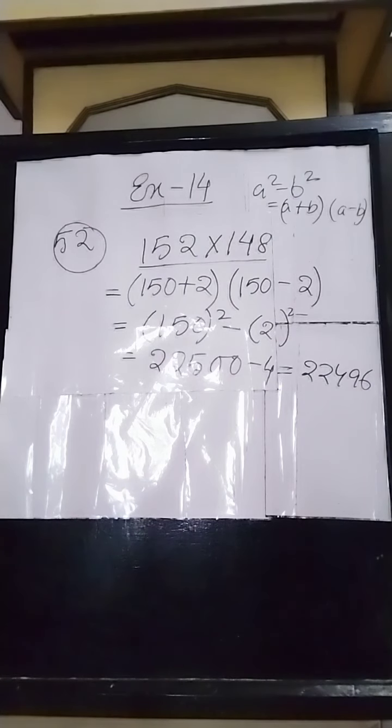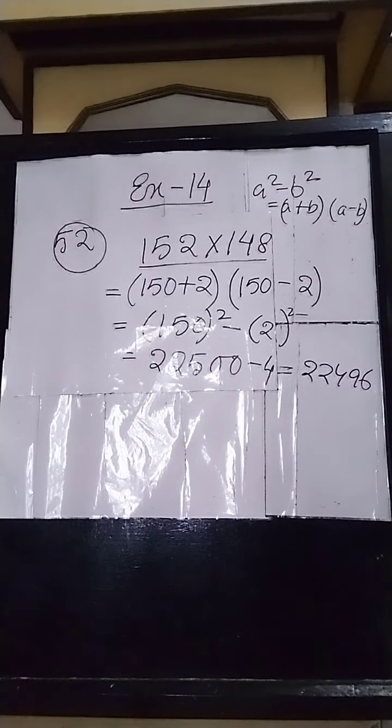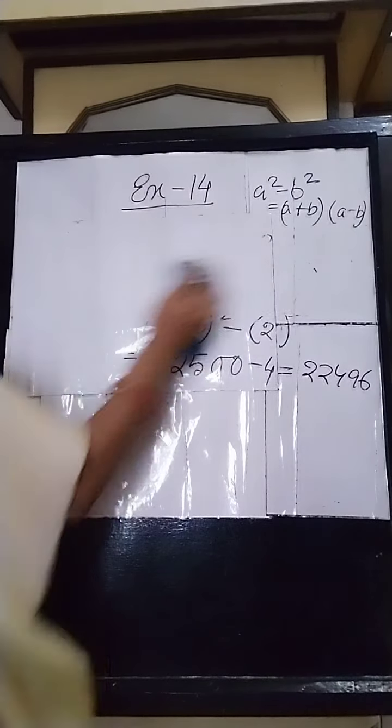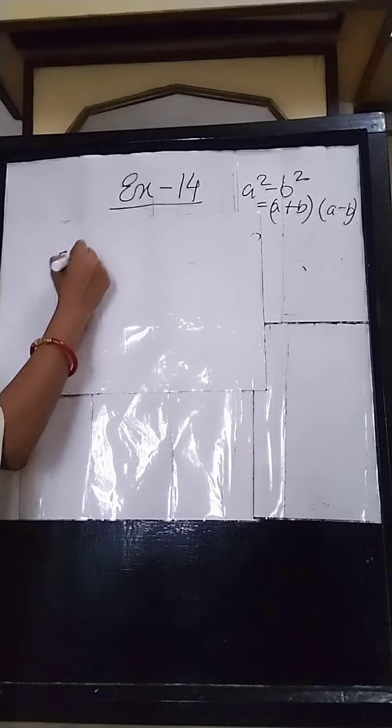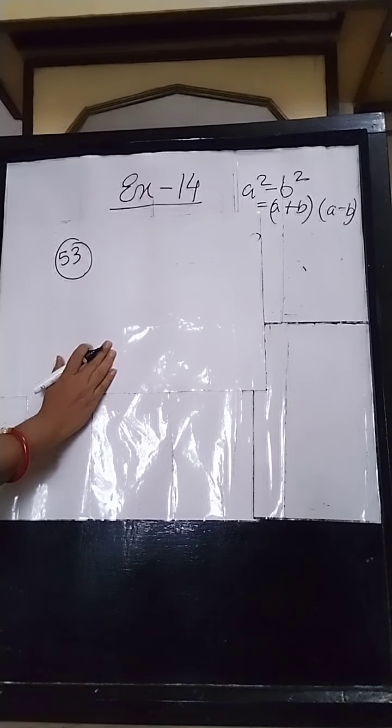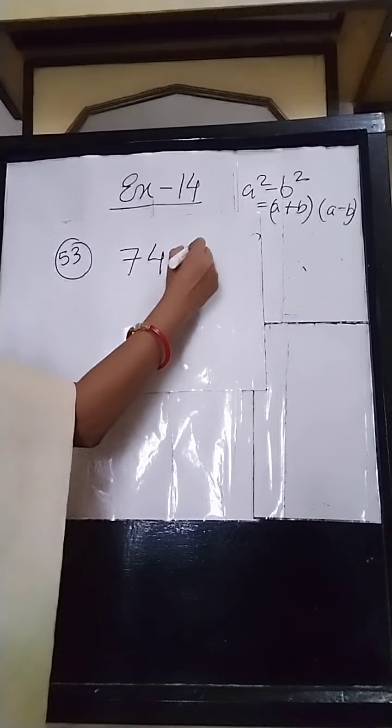So very quickly we will solve another sum of the same type, which is also given in the book. That is sum number 53. As you can see, I am rubbing the board to solve sum number 53. In sum number 53 it is given: express as the difference of two squares, 74 into 66.